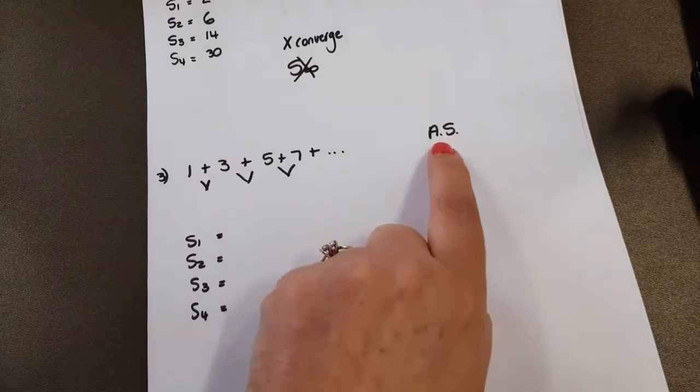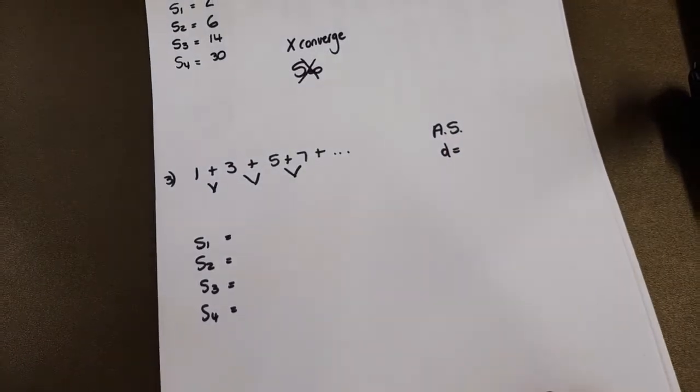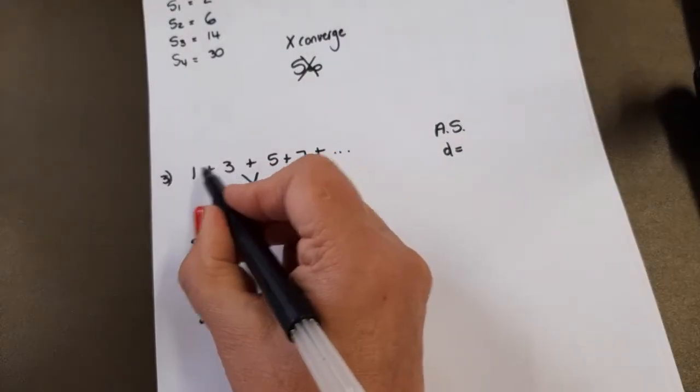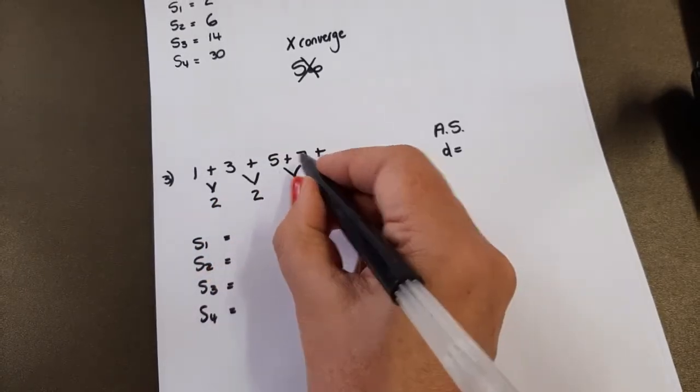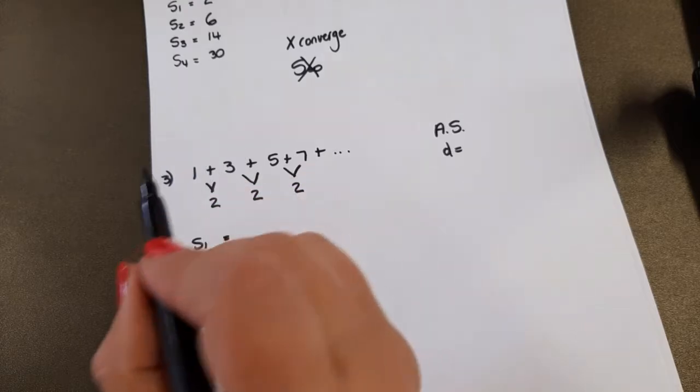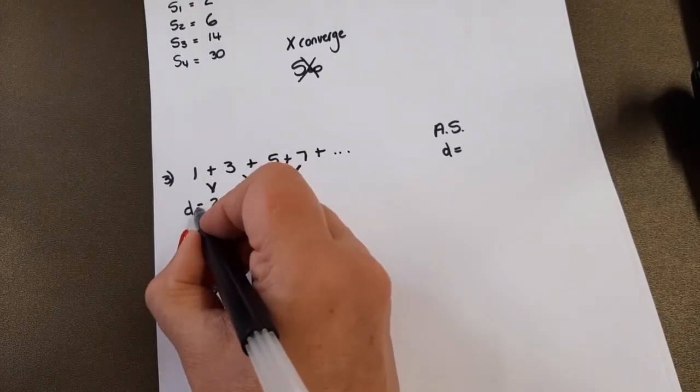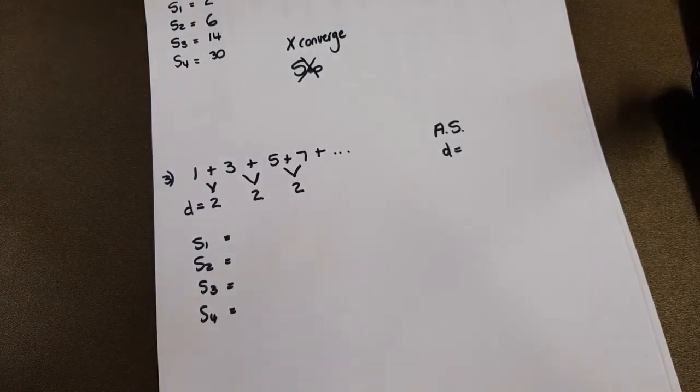What happens if we work with an arithmetic series? Let's see. 3 minus 1 is 2. 5 minus 3 is 2. 7 minus 5 is 2. In this case, we're working with a constant difference, d.